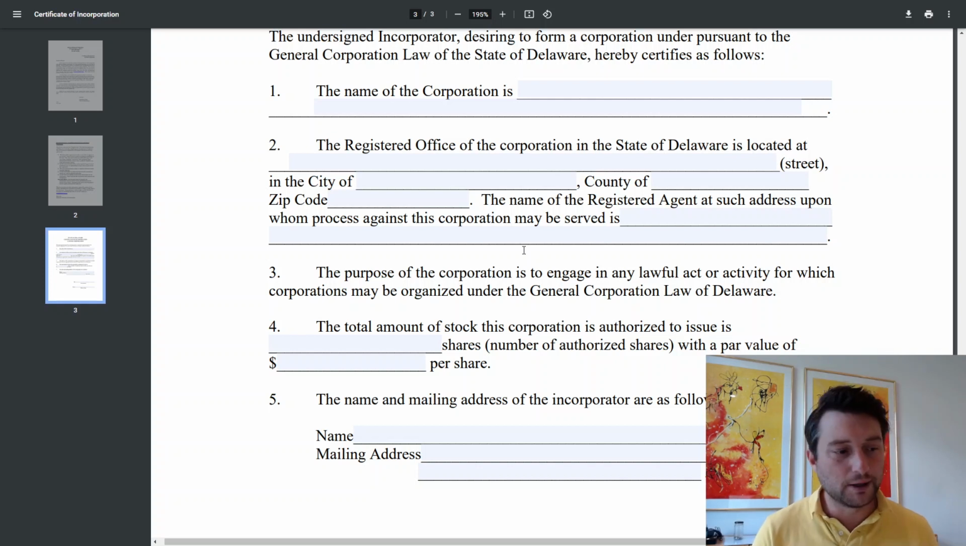But okay, so that covers it. I've rambled on enough. It can be both very easy and very complex to set up a company in Delaware, but I hope this was helpful, a little bit of a guide on what's required and what's optional.